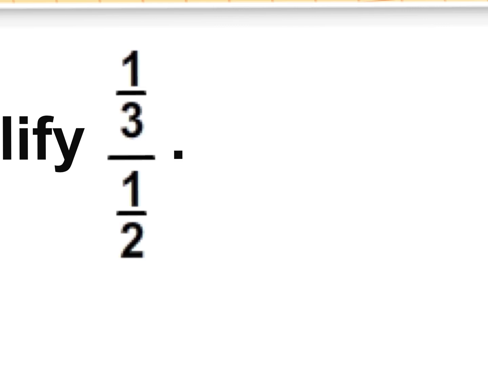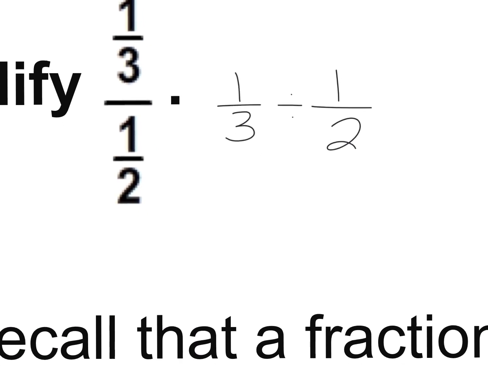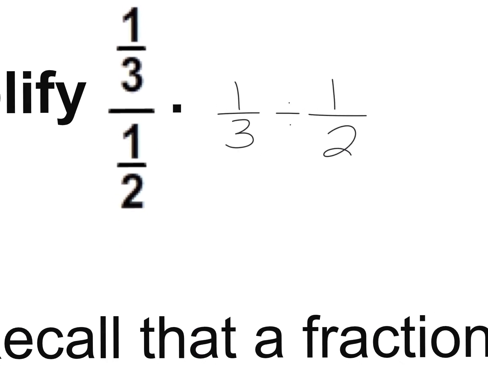1/3 divided by 1/2. Okay, so let's write it that way. 1/3 divided by 1/2. Do we know how to solve that? We learned this a couple chapters ago, right? It's division, so we need to turn it into multiplication by doing what? Keep the first fraction, change the sign, flip (reciprocal) the second fraction. Now we know how to solve this, right? How do we solve this?